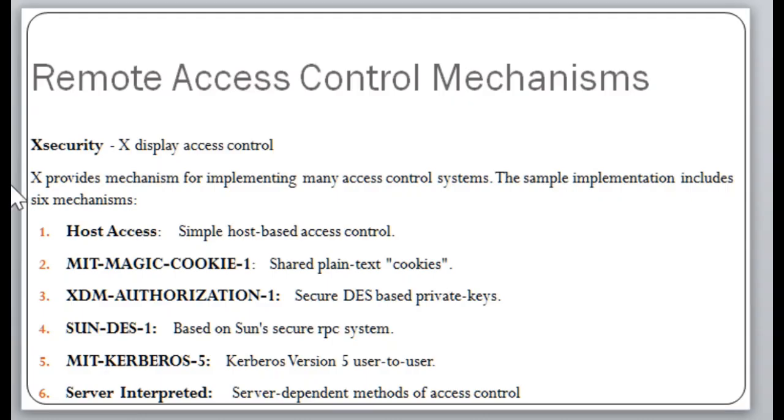Alright guys, very briefly, we're going to talk about remote access control mechanisms. So we have X security and X display access control. X provides mechanisms for implementing many access control systems, and the sample implementation includes 6 mechanisms. We have host access, which is simple host-based access control. We have MIT Magic Cookie 1, which is shared plain text cookies. We have XDM Authorization 1, which is secure DES-based private keys. We have Sun DES1, which is based on Sun's secure RPC system. We have MIT Kerberos 5, which is Kerberos version 5 user. We have server interpreted, which is server-dependent methods of access control. All right.